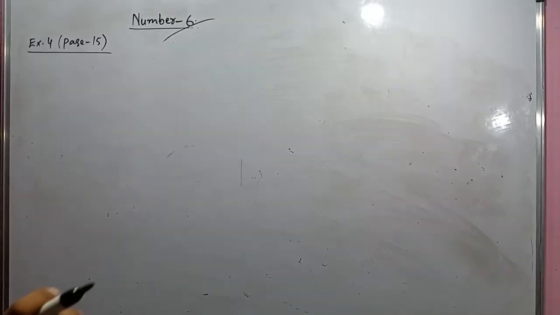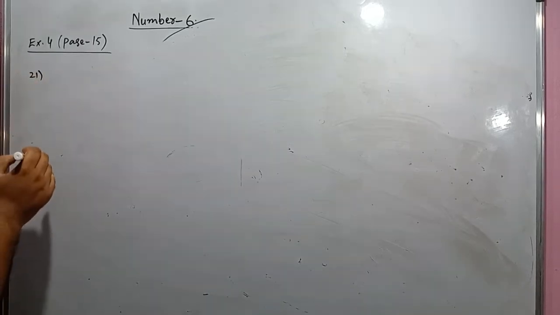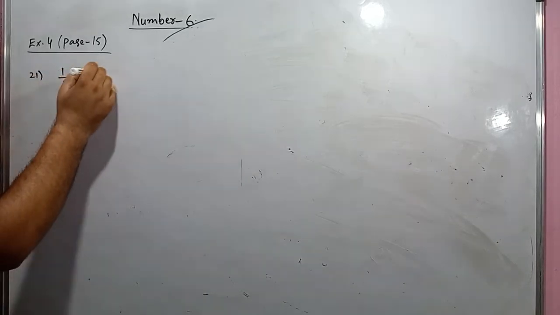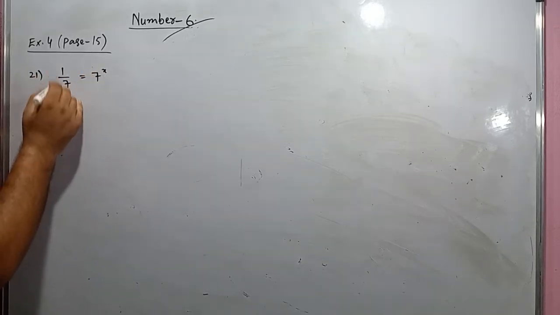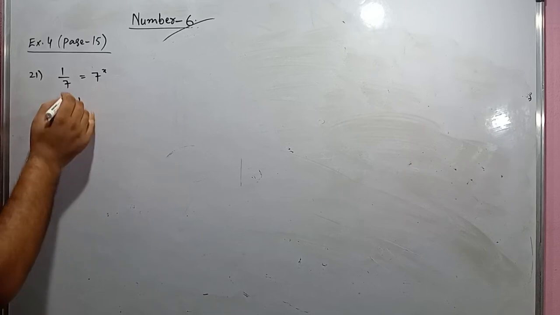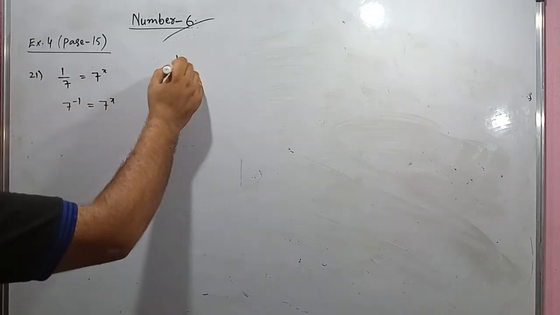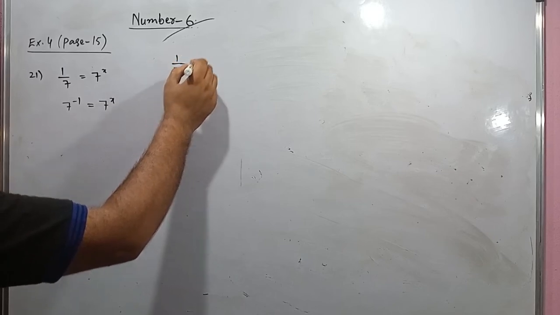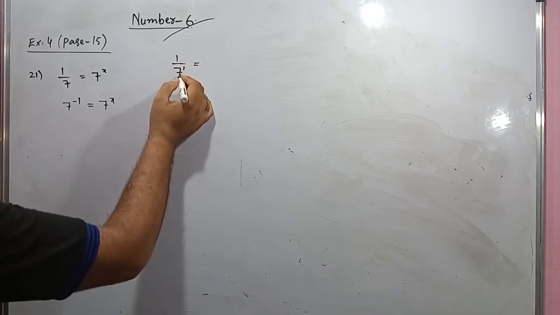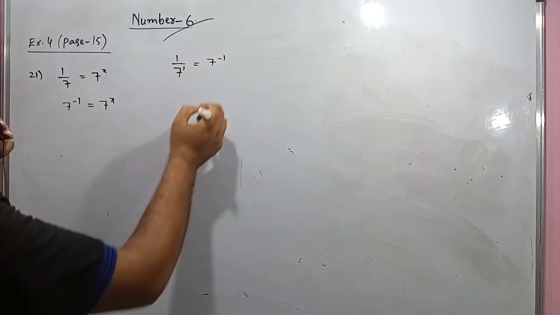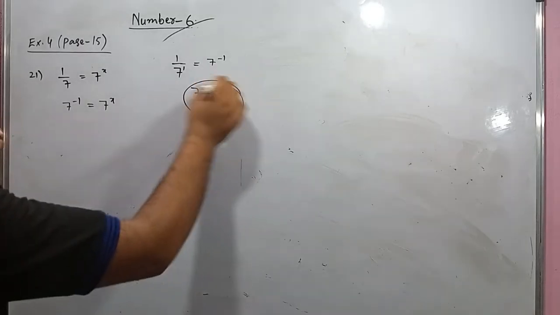Now the next, 21, solve for x. It's 1 divided by 7 equal to 7 power x. We have to find the value of x. So I will write 1 divided by 7 as 7 power minus 1 is equal to 7 power x. You can see 1 by 7 is actually 1 by 7 power 1. If I want to write this number in the numerator only, then I should write 7 to the power minus 1, because I know 7 to the power minus 1 is 1 divided by 7.